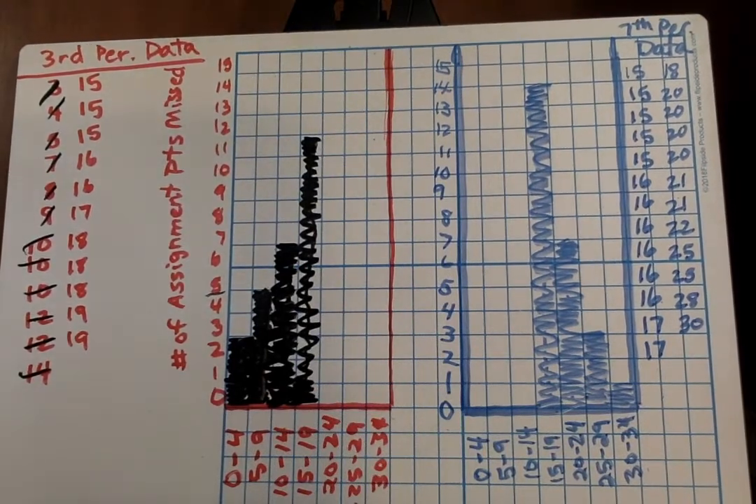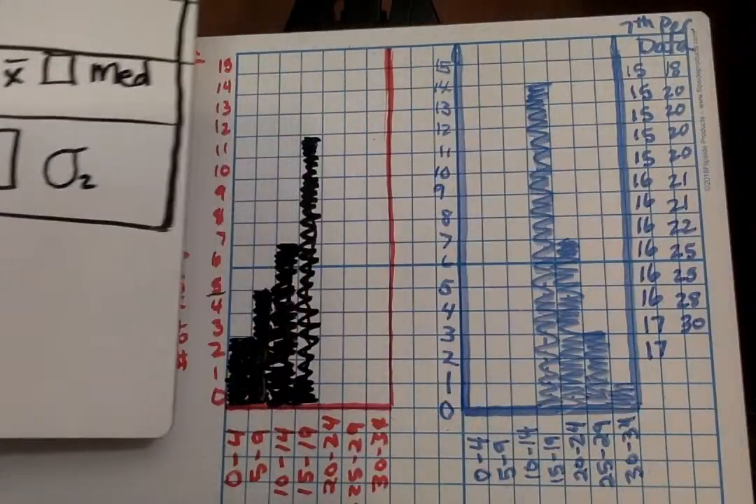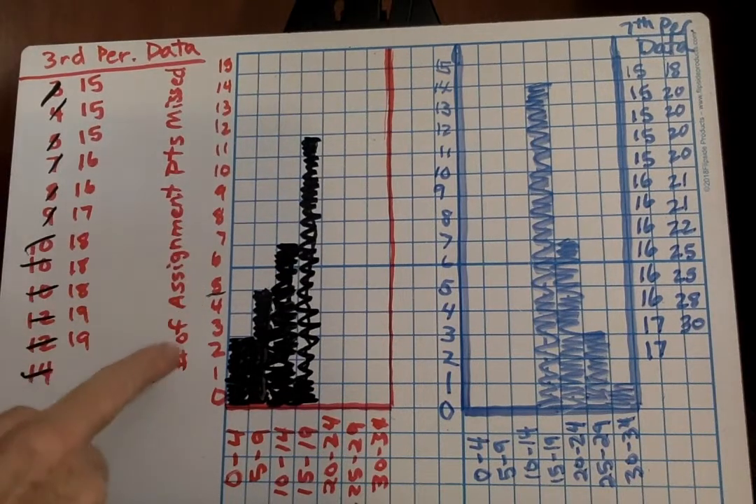Okay, so that's how you do the histogram. Now we want to describe the distribution. So here's this, and I don't know that I can fit both on there. So is this skewed right, skewed left, or is it symmetrical?